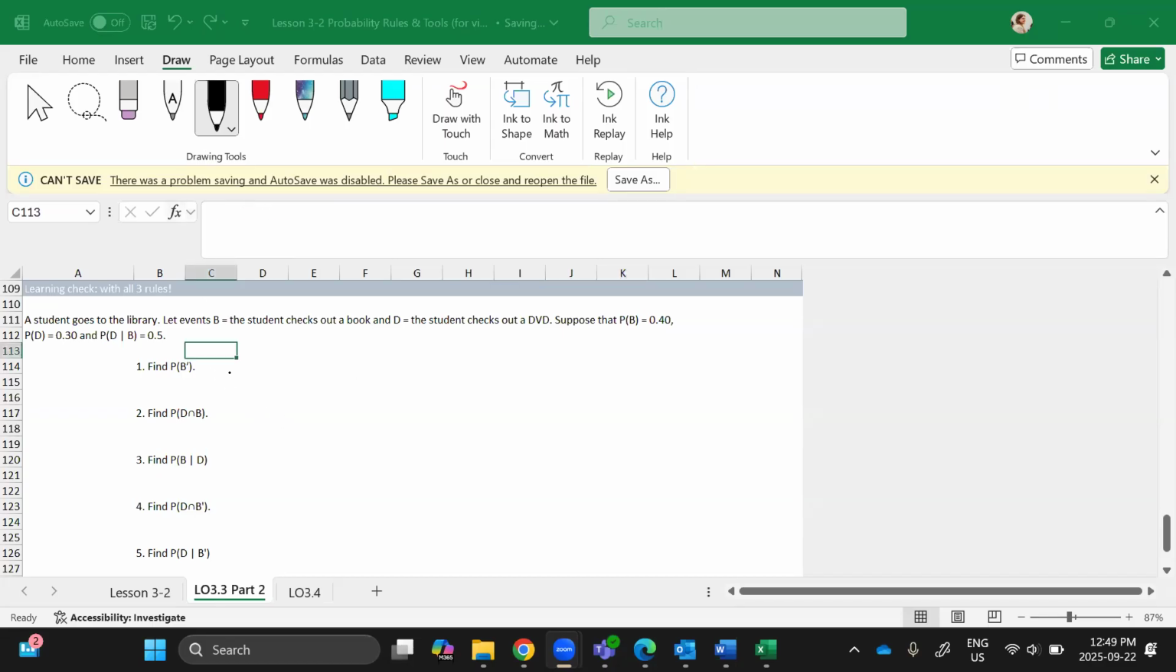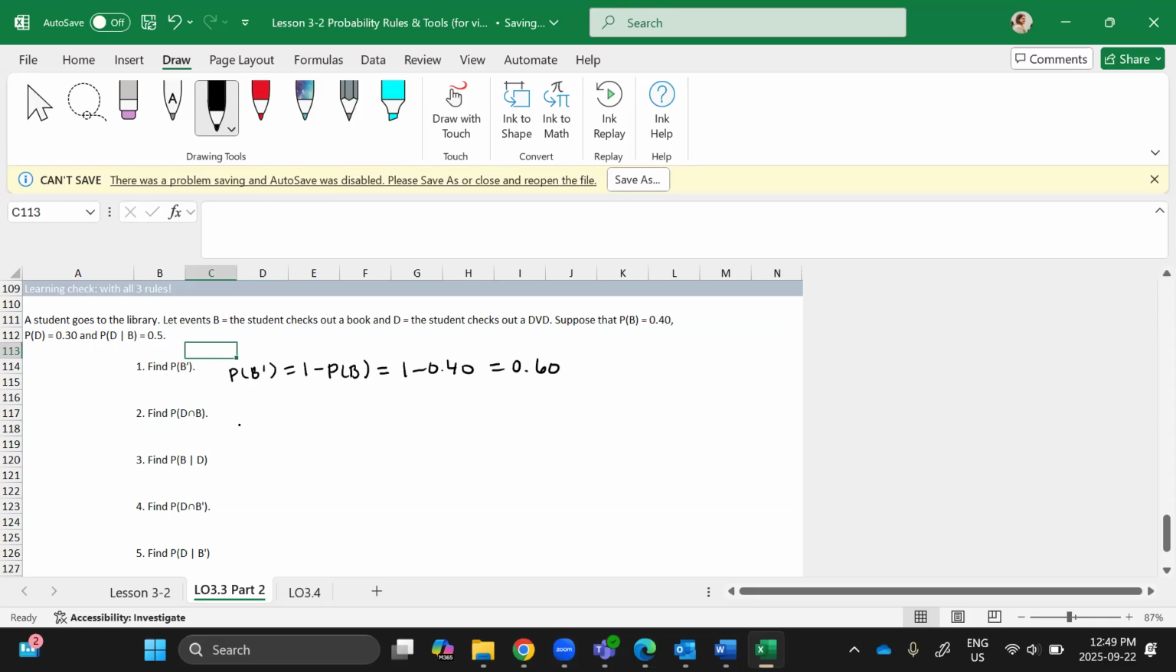So the first one is pretty straightforward, the probability of not B. So that'd be the probability of not checking out a book. By the rule of complement, the fastest way to find the probability of not B is to do 1 minus the probability of B. That's 1 minus 0.40, since that's our probability of taking out a book, and that'd be 0.60, or 60%.